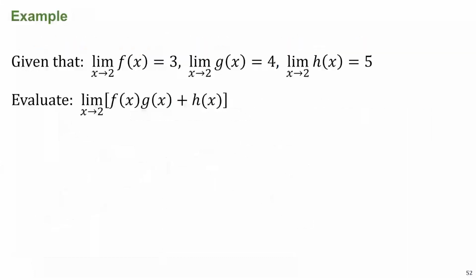Alright, let's see an example to check your understanding of these properties. Given that the limit of f(x) equals 3 when x approaches 2, the limit of g(x) equals 4 when x approaches 2, and the limit of h(x) equals 5 when x approaches 2, can you evaluate the following expression? The limit of f(x) times g(x) plus h(x) when x approaches 2.